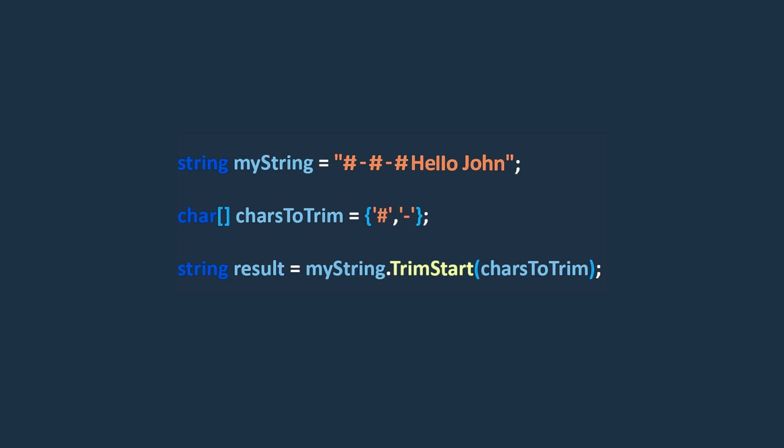Also, this method can take a parameter named trimChars, which specifies the characters to be removed from the beginning of the string. In this example, the myString variable holds the string "Hello John" with leading hash and dash characters. When the TrimStart method is invoked with an array parameter containing hash and dash characters, it removes any leading hash and dash characters from the string.